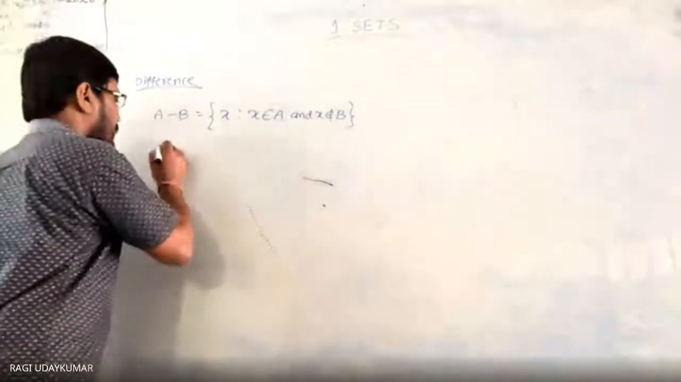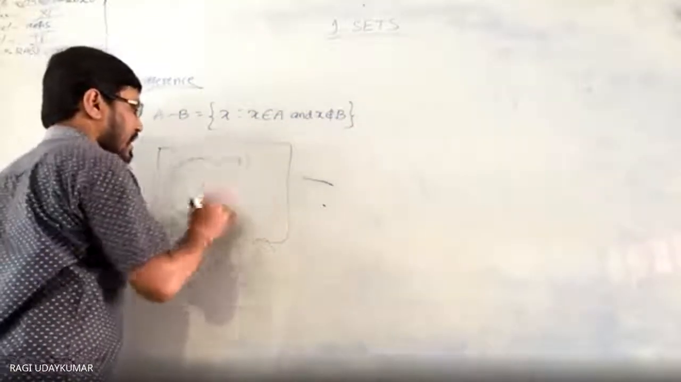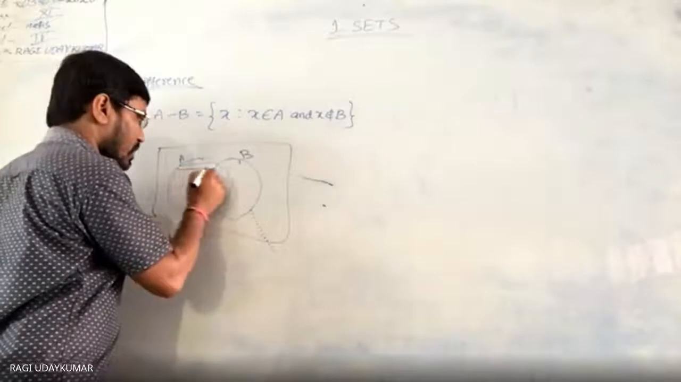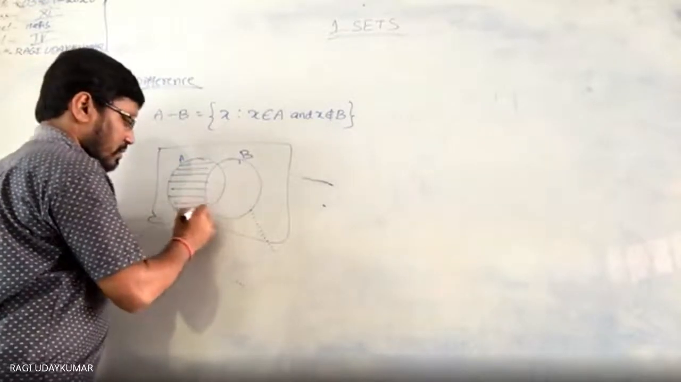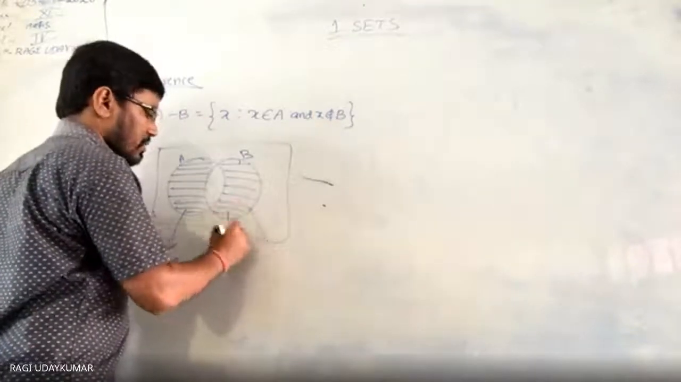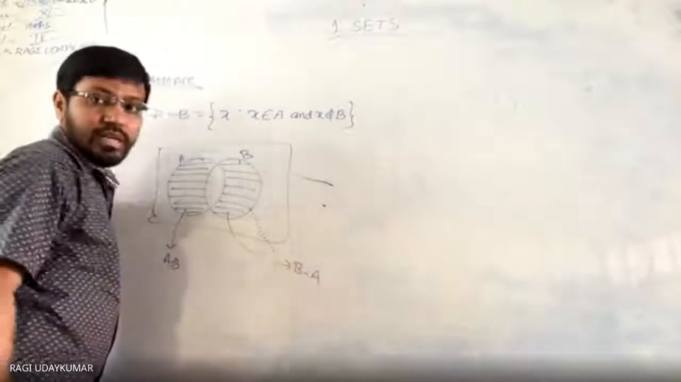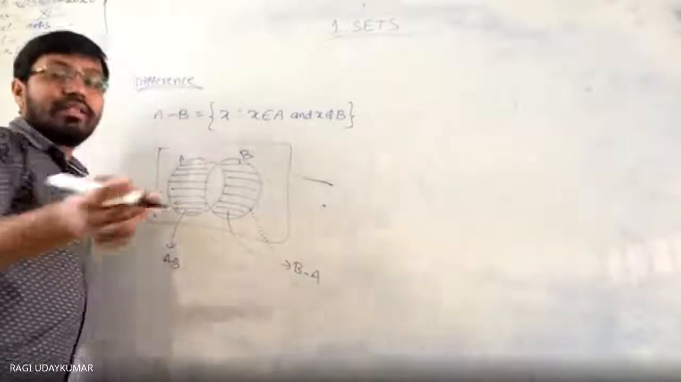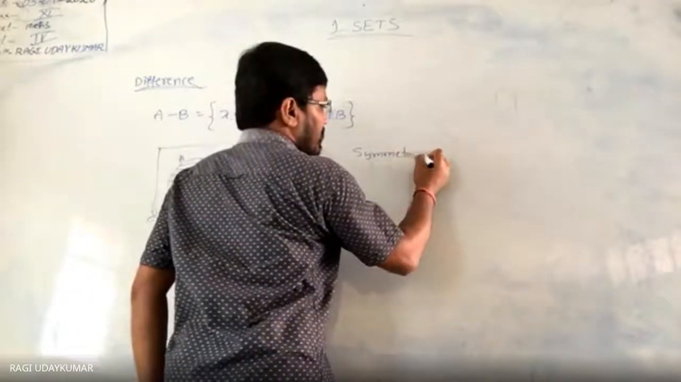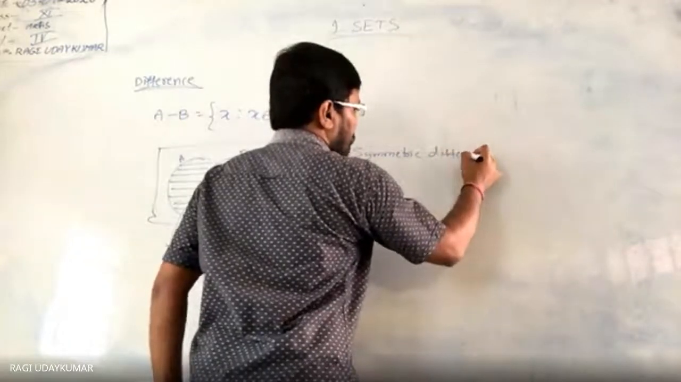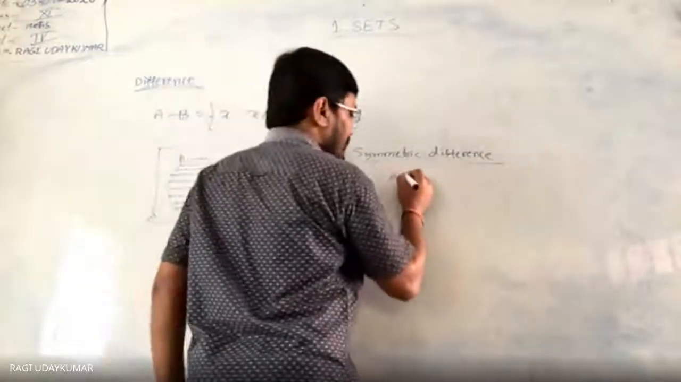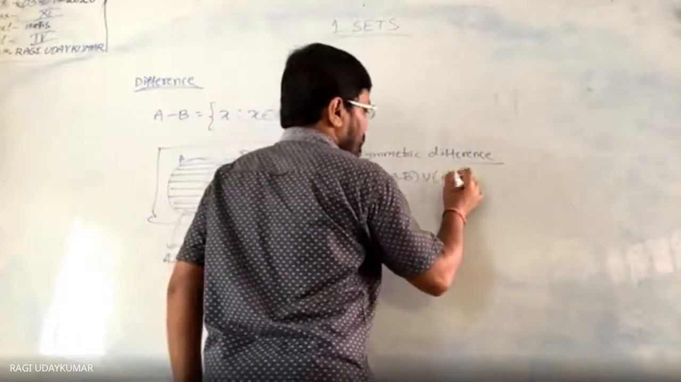And in the Venn diagram for A minus B, this is A, this is B. The elements which are present in A but not in B, this part is A minus B. And this is called B minus A. And the union of these two we call a symmetric difference. Symmetric difference is nothing but, if A and B are the two sets, A minus B union B minus A.